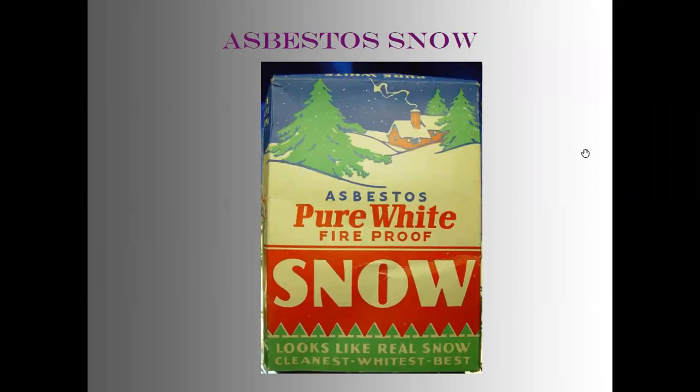And also for the children, around the Christmas tree, you could have asbestos snow so that they would feel, maybe if they were in a warm climate, that there was snow around them. Next.